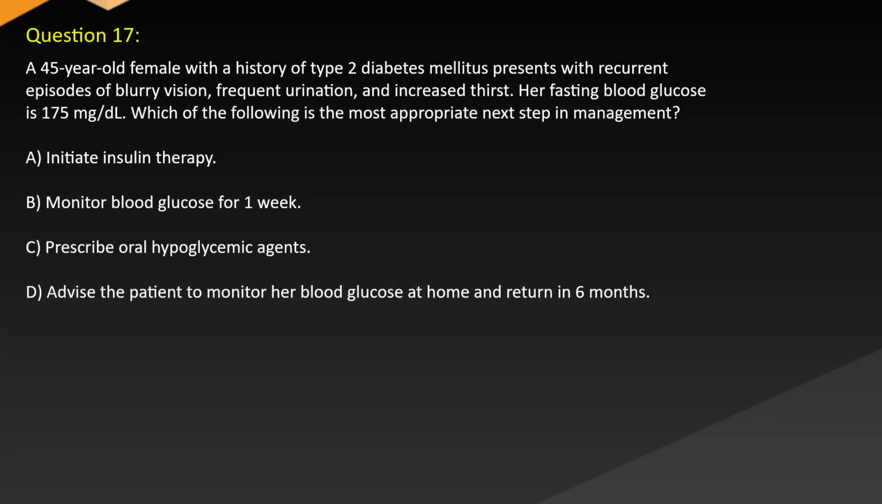pressure. Question 17. A 45-year-old female with a history of type 2 diabetes mellitus presents with recurrent episodes of blurry vision, frequent urination, and increased thirst. Her fasting blood glucose is 175 mg/dL. Which of the following is the most appropriate next step in management? A. Initiate insulin therapy. B. Monitor blood glucose for 1 week. C. Prescribe oral hypoglycemic agents. D. Advise the patient to monitor her blood glucose at home and return in 6 months.